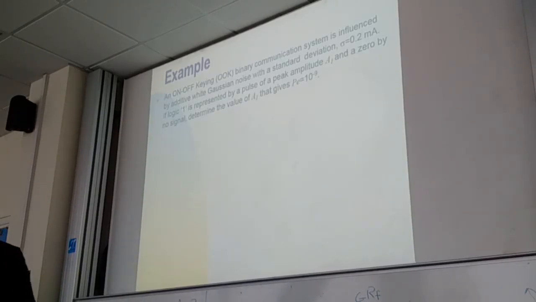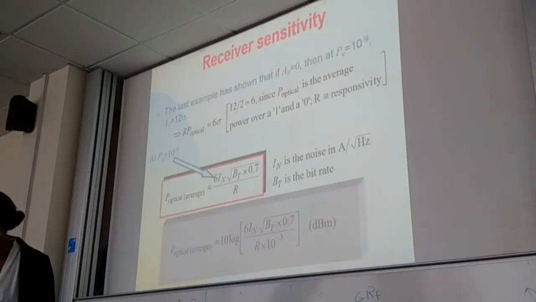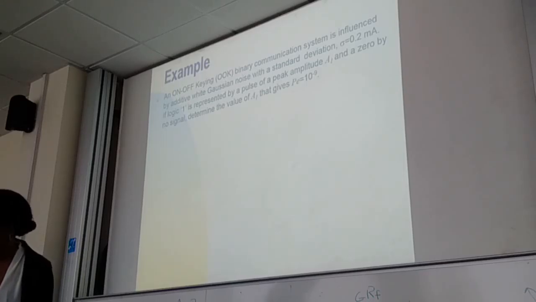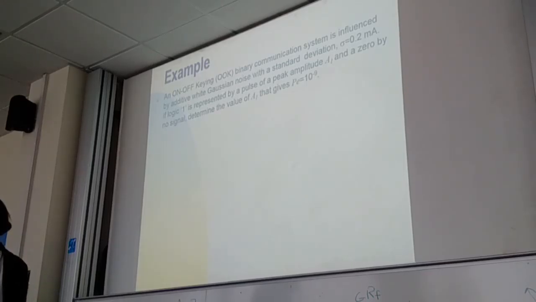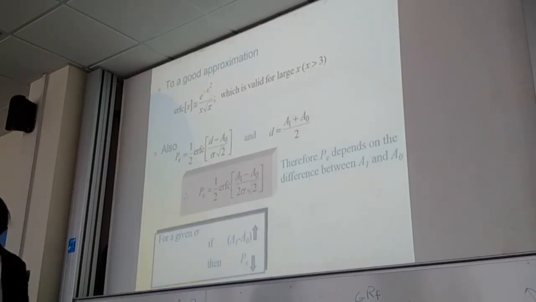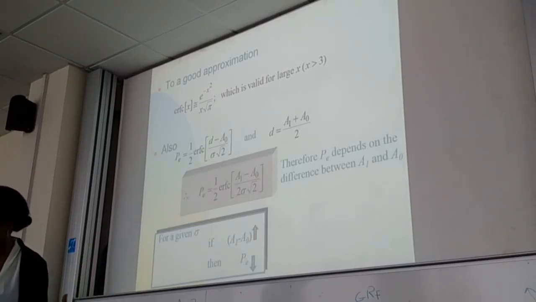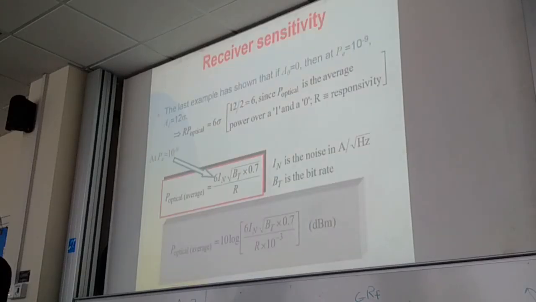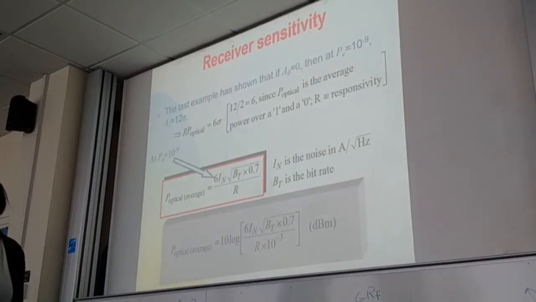This is a quick example, but I will leave it to you, and I will go through it first thing in the next lecture. And there is also an example from the previous part for the transmitters. We will also do it next lecture. But let's now look at the receiver sensitivity.